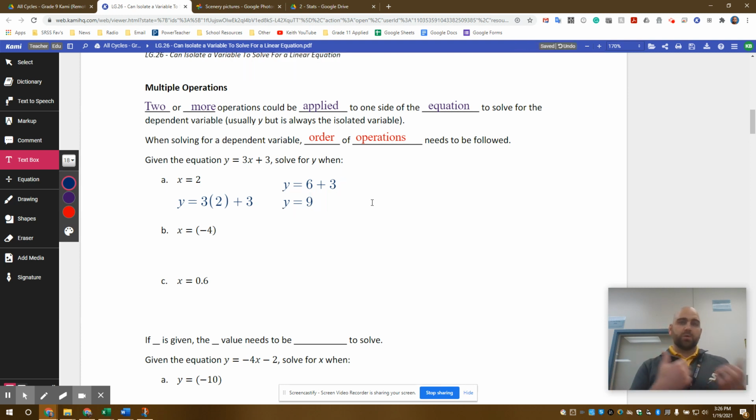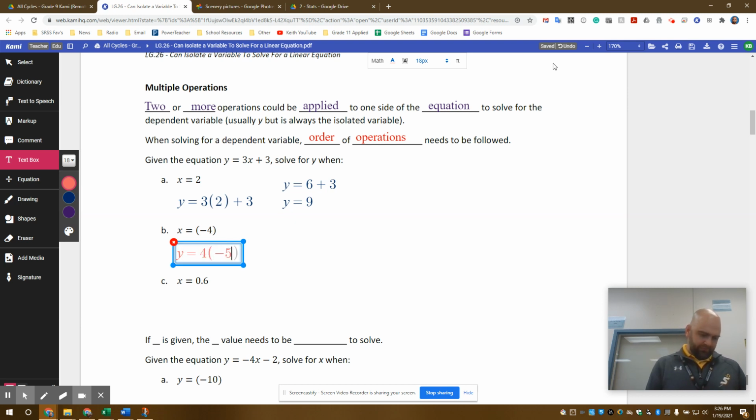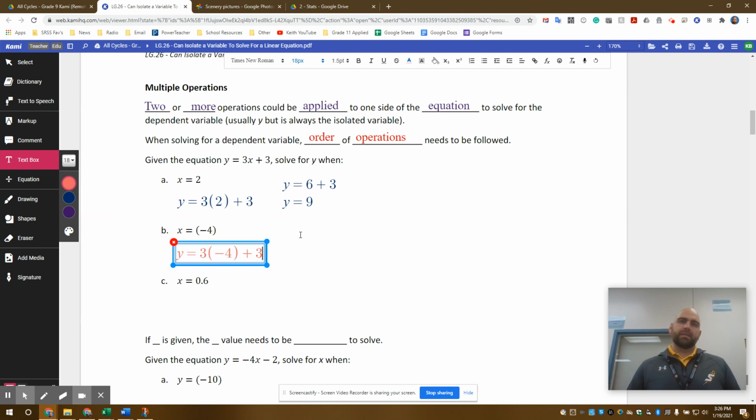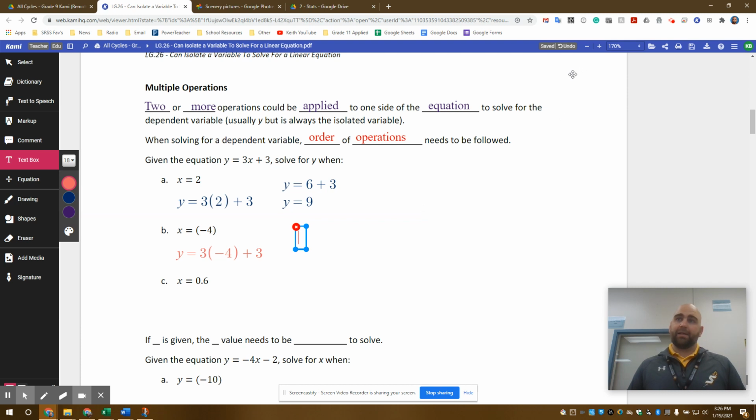If we're given a different x value, we're going to get a different value of y. Let's take a look at an example of that. We're given x is -4. Now we're going to plug -4 into our equation. So y is equal to 3, and then we put -4 into here, plus 3. Now here, it's going to be a little bit different. So we're going to start off by, again, multiplying. It's going to be a different answer, and that's really the only difference. The process that we go through is still the same. We still multiply first.